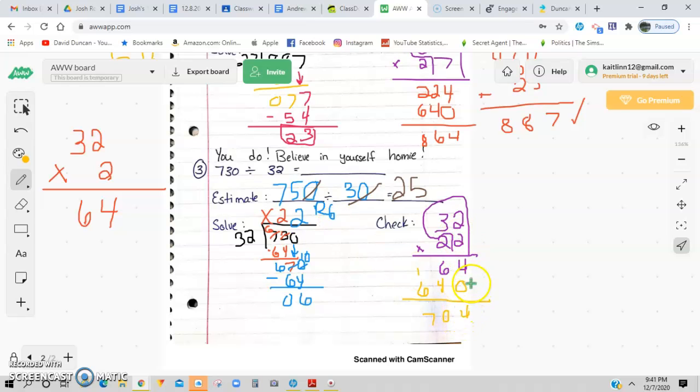2 times 2 is 4. 2 times 3 is 6. Drop a turtle egg. 2 times 2 is 4. 2 times 3 is 6. 4 plus 0 is 4. 6 plus 4 is 10. 0, carry the 1. I am off on something. Hold on. Let me pause it and figure out what I did wrong.